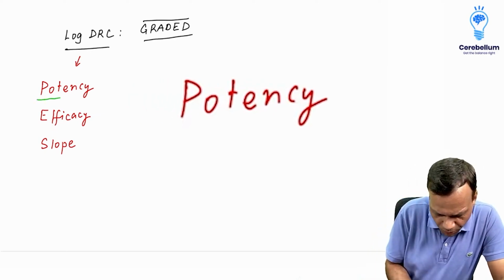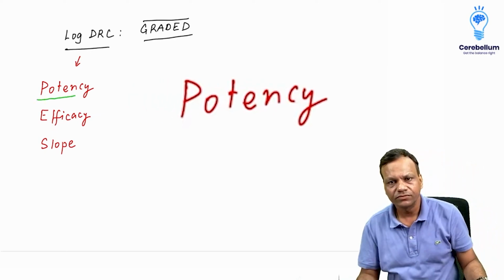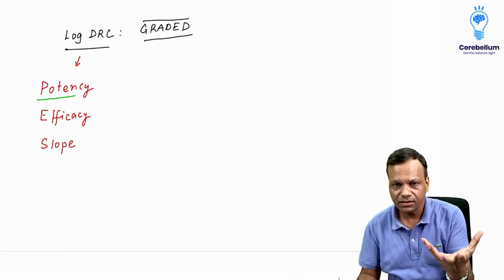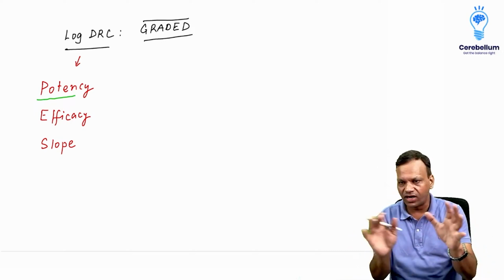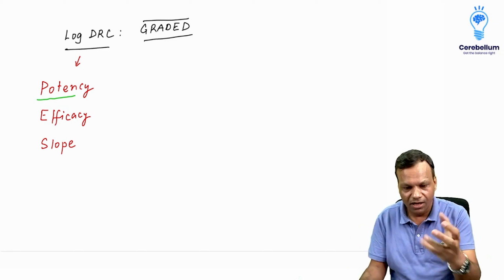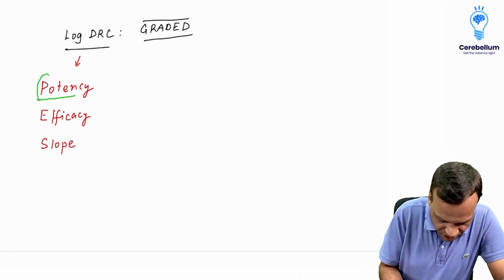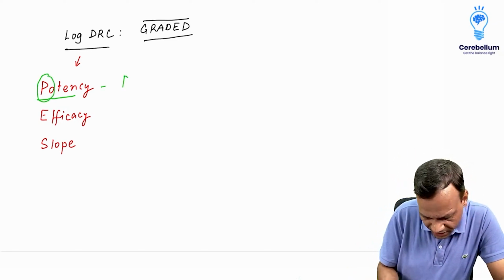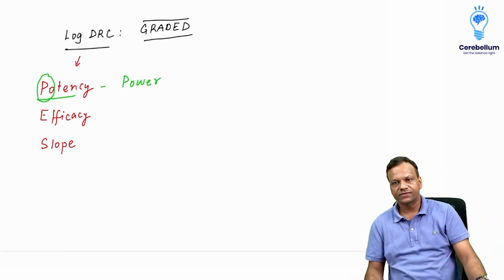So potency, what do you mean by potency? What is potency? So as the name tells, potency. No, I am not talking about that Baba potency. Okay, not the Ram Rahim potency, I am not talking about that. What is potency? Potency, PO, start with PO. PO means tell the power of a drug, how powerful a drug is.